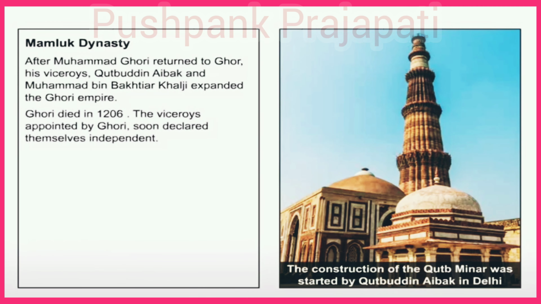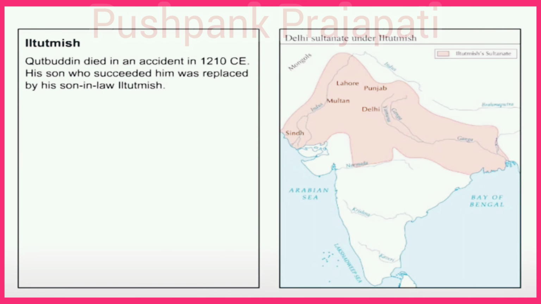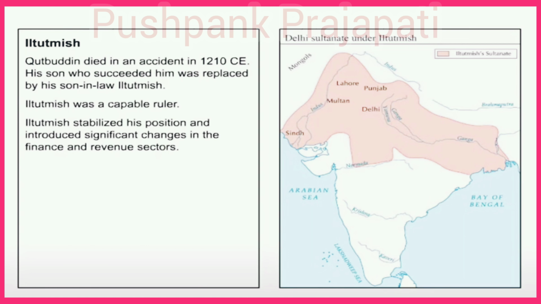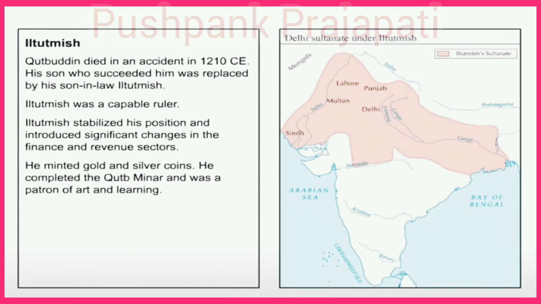Iltutmish. Qutbuddin died in an accident in 1210 CE. His son who succeeded him was replaced by his son-in-law, Iltutmish. Iltutmish was a capable ruler. Iltutmish stabilized his position and introduced significant changes in the finance and revenue sectors. He minted gold and silver coins. He completed the Qutub Minar and was a patron of art and learning. Iltutmish nominated his daughter Razia to succeed him.